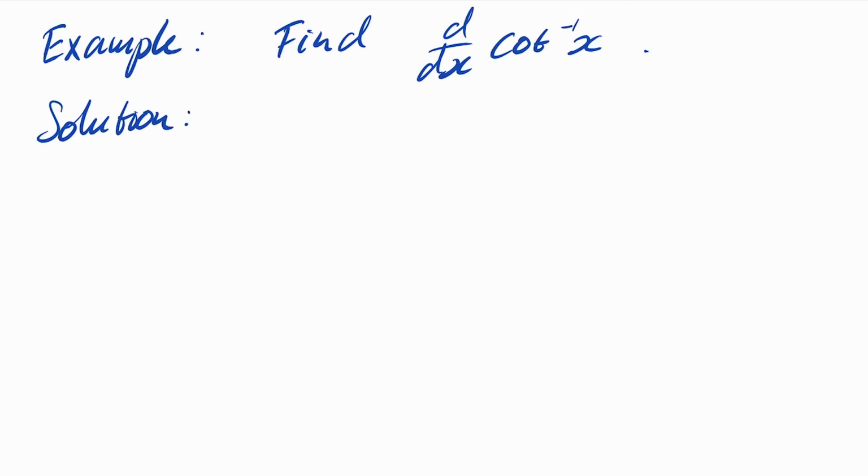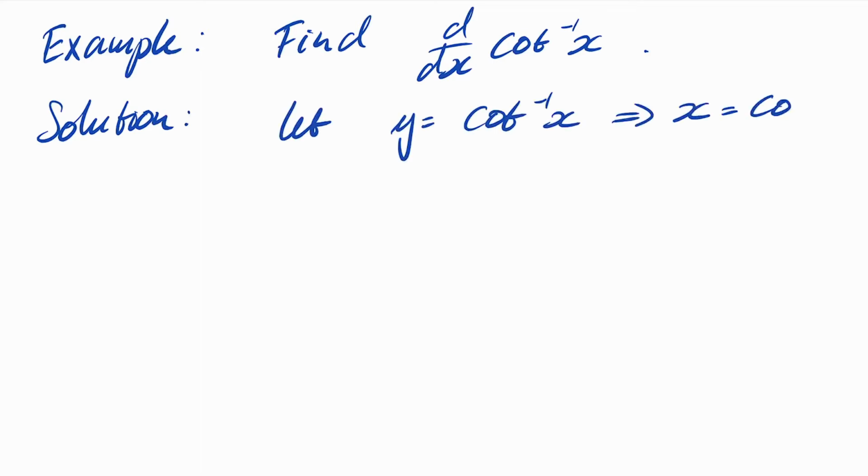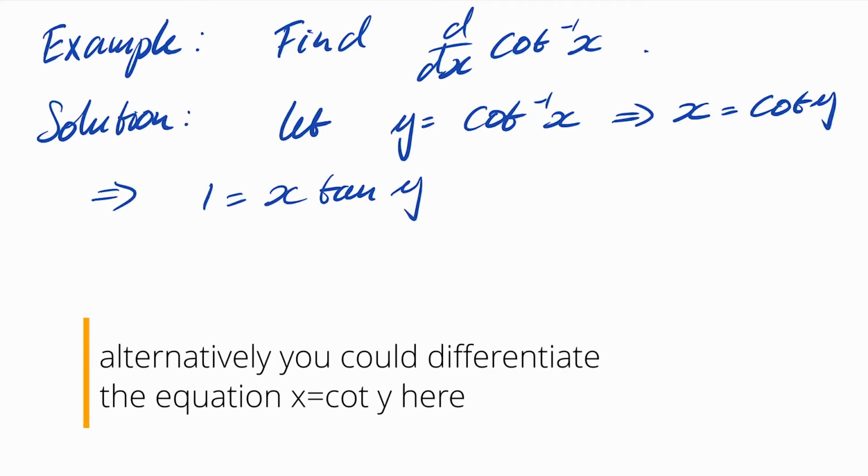Let's do a couple more examples. Let's find the derivative of the inverse cotangent of x. So first we start with y is the inverse cotangent of x, which means that x is the cotangent of y. And this implies that 1 is equal to x tan y. Now I differentiate with respect to x.